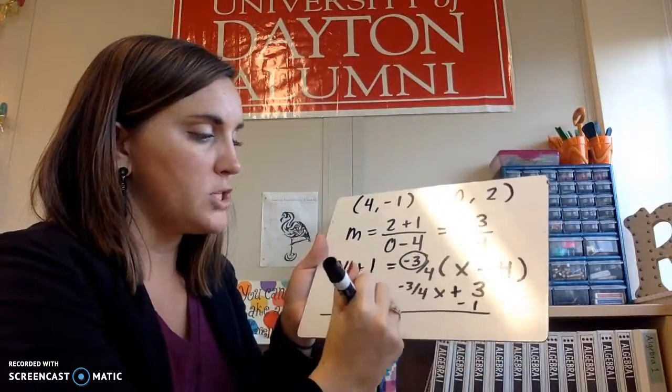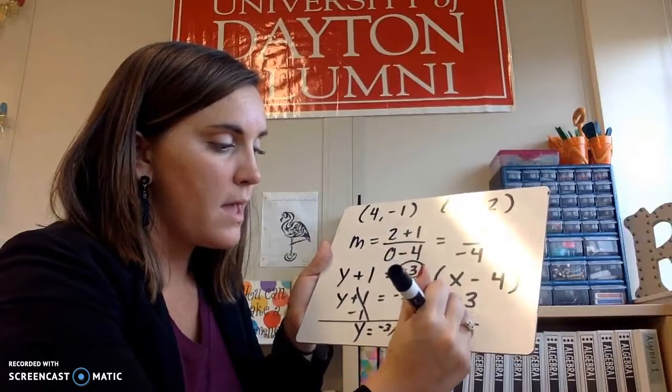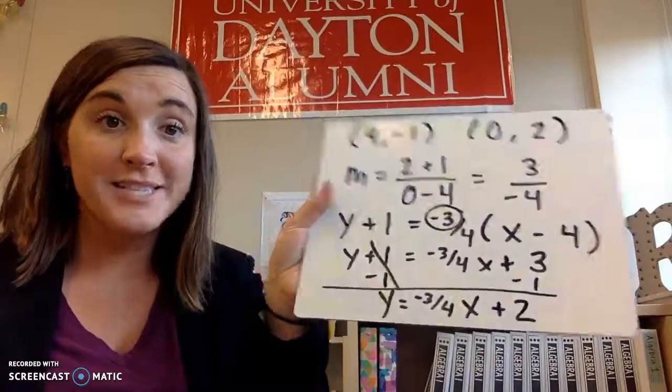Subtract that 1 on each side, and you're going to get +2 for your y-intercept. Awesome. Number 11 is done. 3 more. Jumping into number 12.